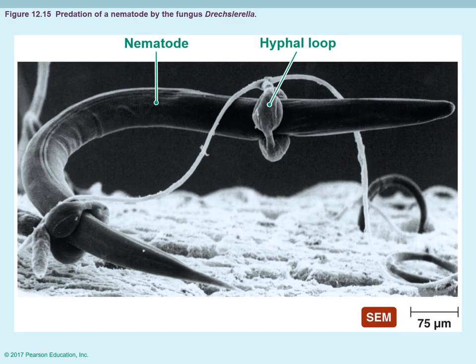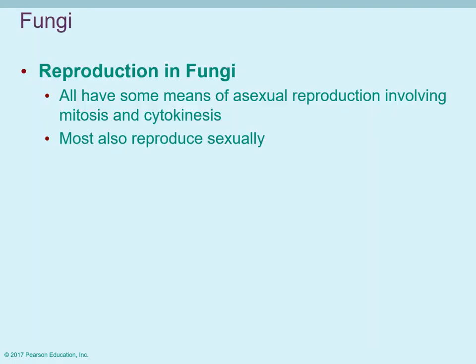This is once again kind of a cool picture. As you can see, there is the nematode here. As I said, that's a small worm commonly found in soil. And this strand is from a fungus. So you have this fungus here that is wrapping around. It's going to basically end up squeezing and killing this nematode and then eating it, basically.